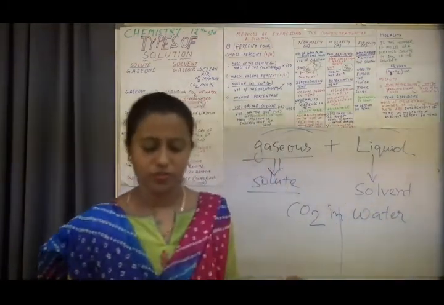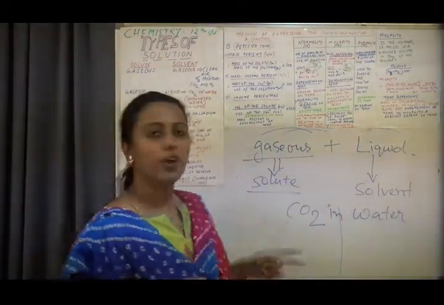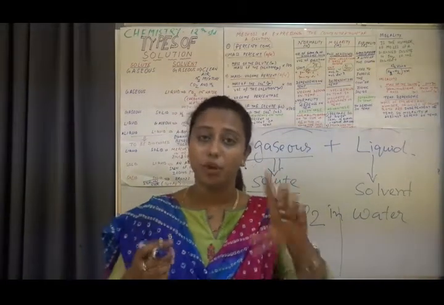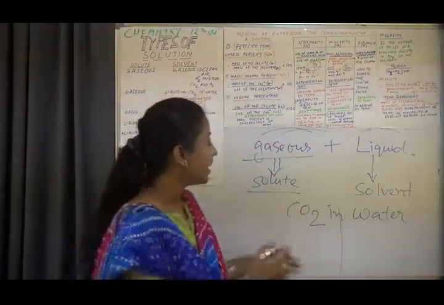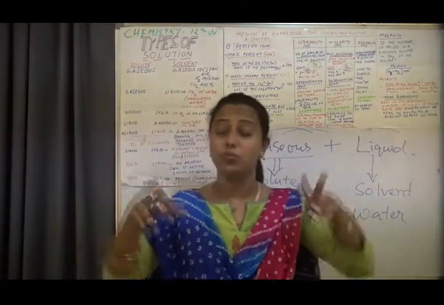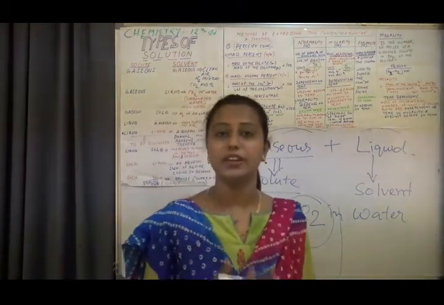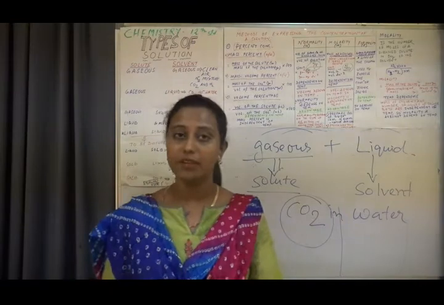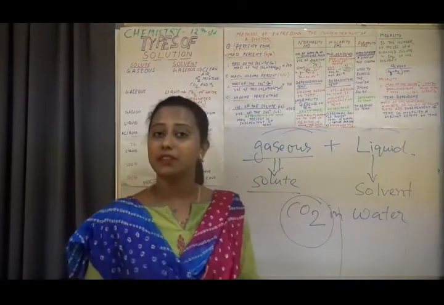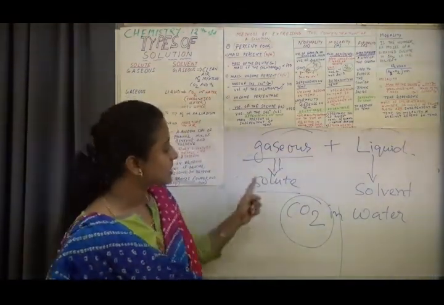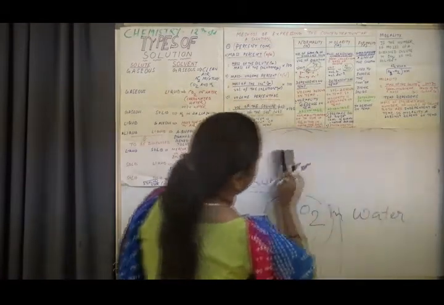All of us take aerated drinks, cool drinks, Coca-Cola. Have you noticed that when the cork of the bottle is opened, some gases are evolved? Why are these gases evolved? These gases are nothing but carbon dioxide. This carbon dioxide is dissolved in water under high pressure and low temperature. Carbon dioxide does not generally dissolve in water, but under higher pressure, when it is dissolved in water, it forms a solution. So in this case, the gaseous solute is carbon dioxide and water is the solvent. This is the second one.